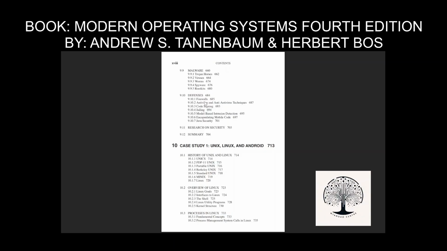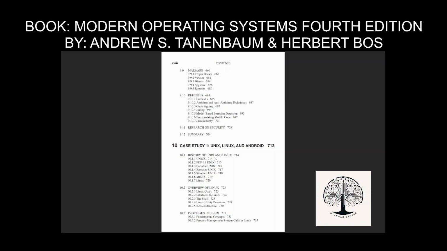Then we look at defenses. We look at firewalls. We look at antivirus and anti-antivirus techniques. We look at code signing. We look at jailing. We look at model-based intrusion detection. We look at encapsulating mobile code, and then we look at Java security. Then we'll look at the research on security and the summary.